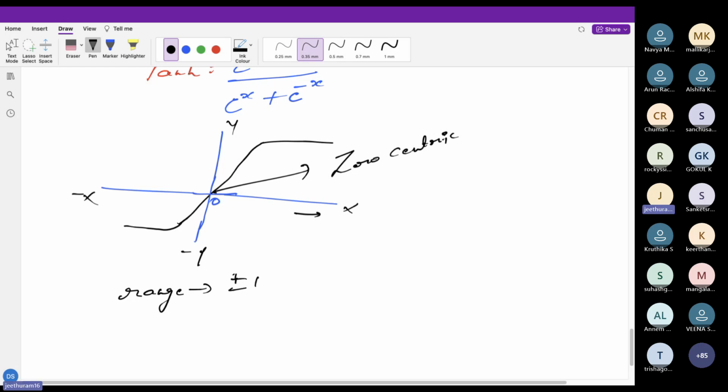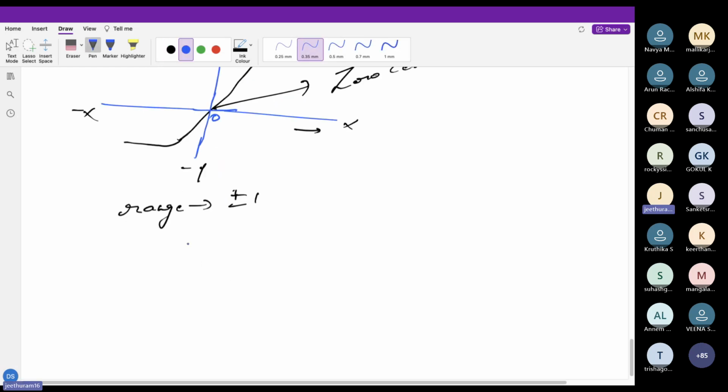Basically, if you try to find the gradient of tanh, there's a possibility that the gradient might become zero. That's the reason it results in a vanishing gradient problem. If gradient is becoming zero, that means vanishing gradient.